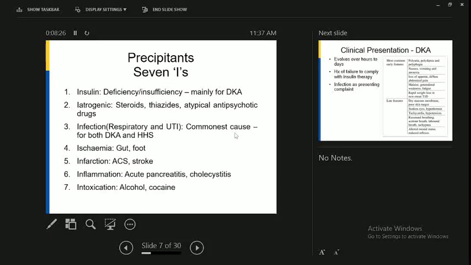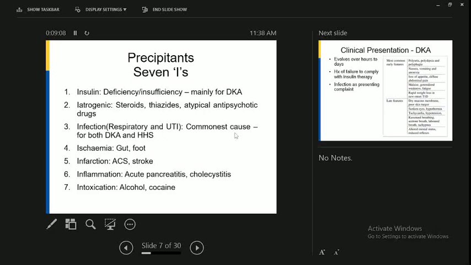So I discuss about the precipitants that will increase the counter-regulatory hormones and which will push the patients into these emergencies. So you can remember those with 7 I's. One is insulin deficiency or insufficiency. If the patient was taking insulin, whether he was not taking for the past few days, whether he reduced the dose, or if the patient presents to you in the first instance, like in type 1 diabetic patients, 25% of those patients will come with diabetic ketoacidosis. So in those patients, the insulin deficiency or insufficiency might have precipitated this, mainly diabetic ketoacidosis.